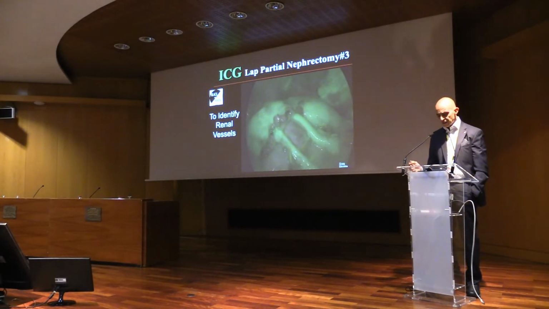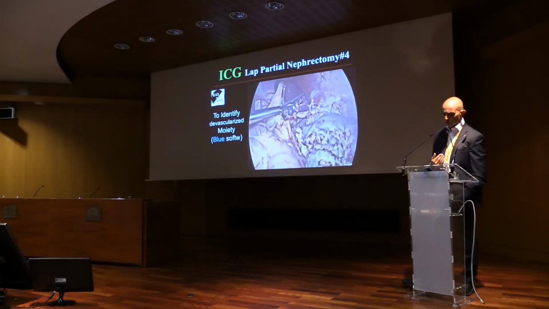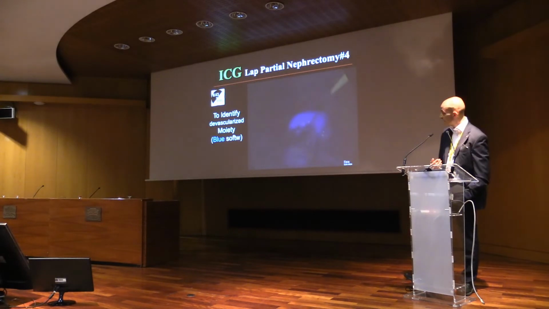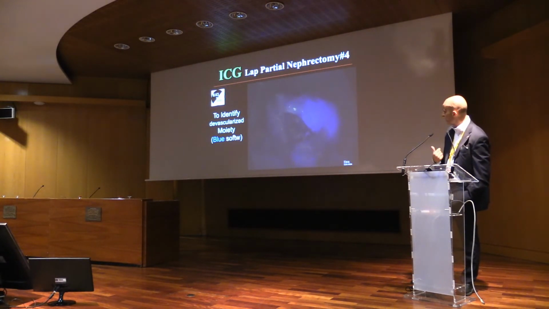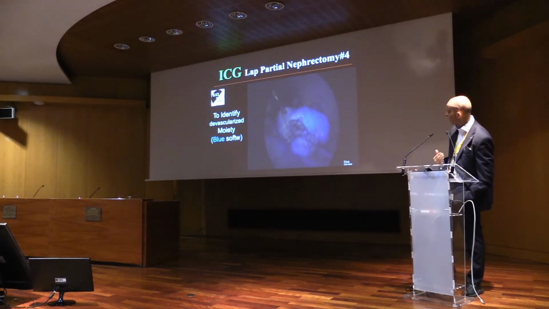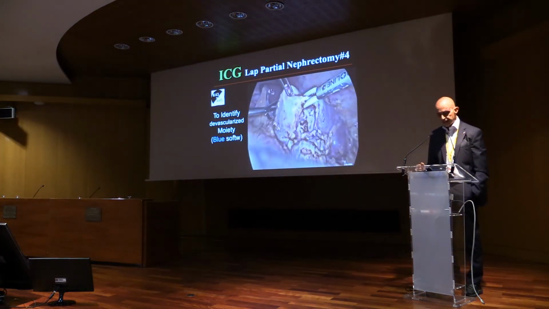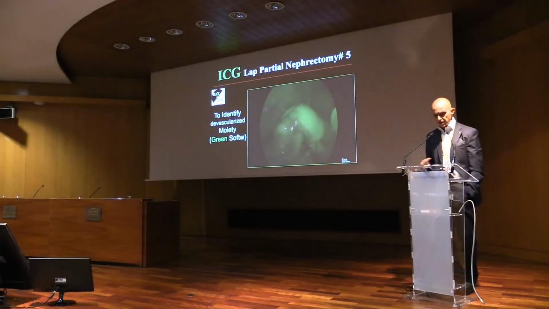Next. And then also at the end of the procedure, after clipping the vessels of the moiety that you have to remove, this is an upper pole partial nephrectomy. You have two possibilities. You have the software in green or the software in blue, as in this case. You close the focus and you can see the demarcation line between the vascularized kidney, lower part in blue, and the devascularized upper pole that is not blue, and you have the line to cut in between.